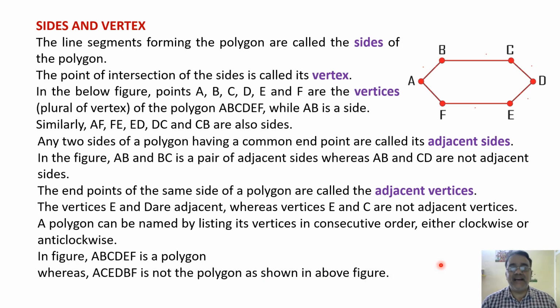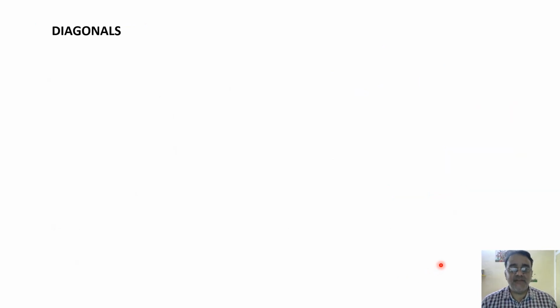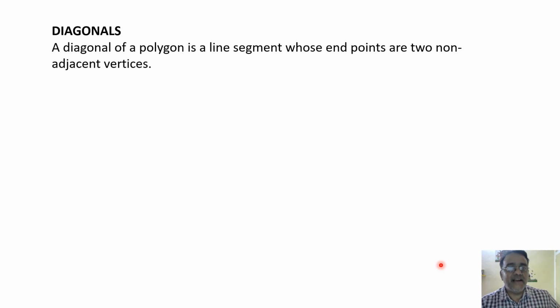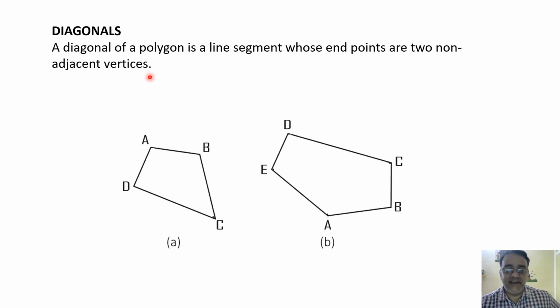Now we are moving towards the diagonals. Okay, so diagonal of a polygon. अभी मैंने कहा था कि जो vertices adjacent नहीं है उनको हम लोग opposite vertices बोलते हैं, ठीक है. So अगर opposite vertices को हम लोग join करते हैं तो उस line segment को diagonal बोलते हैं, right. A diagonal of a polygon is a line segment whose end points are two non-adjacent vertices. Non-adjacent vertices means opposite vertices. Now in this figure, see, A और C जो है इसमें कोई भी side common नहीं है.